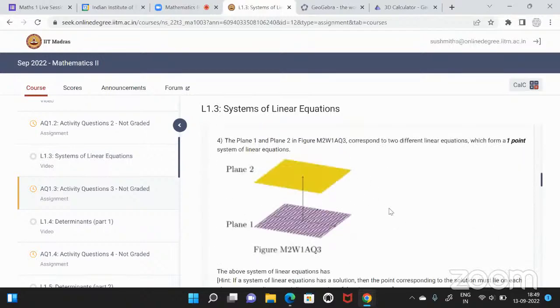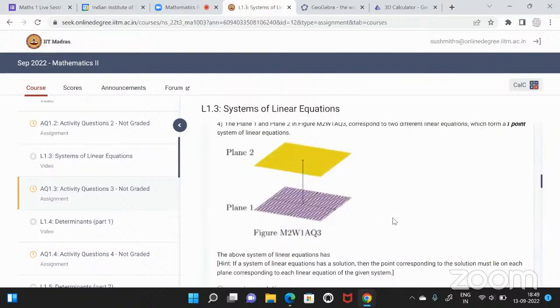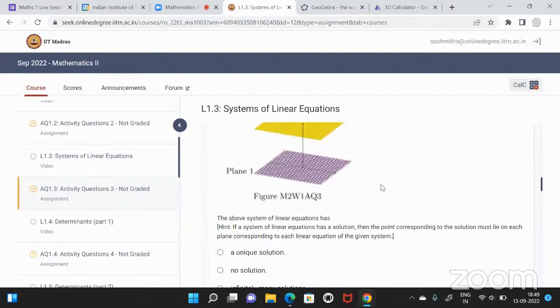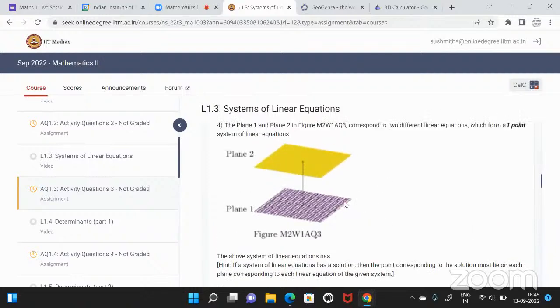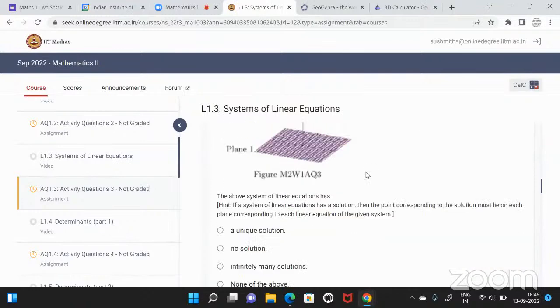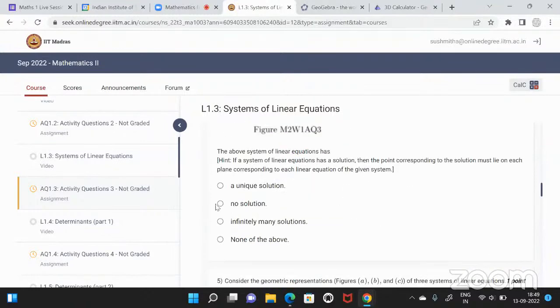Yes, this one. Okay, so you're given two planes, you're asked whether they have a solution or not, right? When will you say they have a solution? When they intersect and when they go in the same line. Do they intersect? Are these two planes intersecting? No, they're parallel, right? So they don't have a solution. No solution.